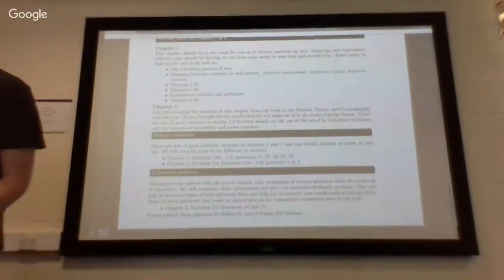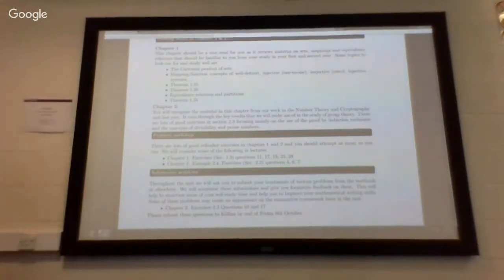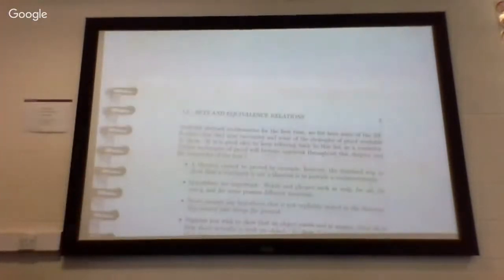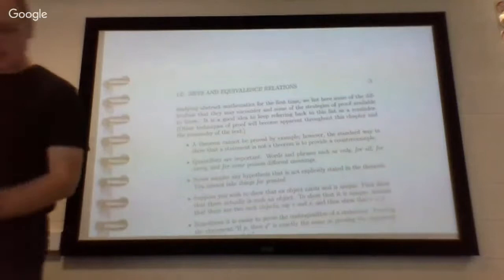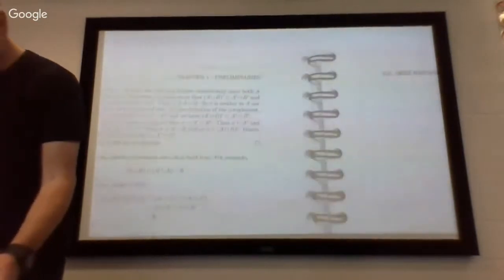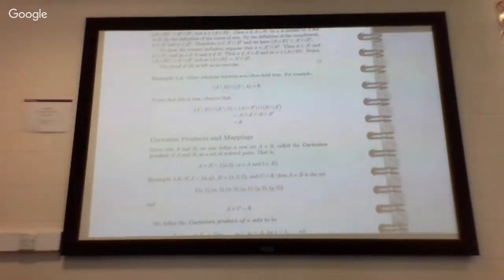Chapter 1 should be a nice read for you, as it reviews material on sets, mappings, and equivalence relations. It should be familiar to you from your previous study. Particular things to look at: the Cartesian product of sets and Cartesian products of mappings. So sets and set algebra, intersections, unions, of course you're very familiar with.